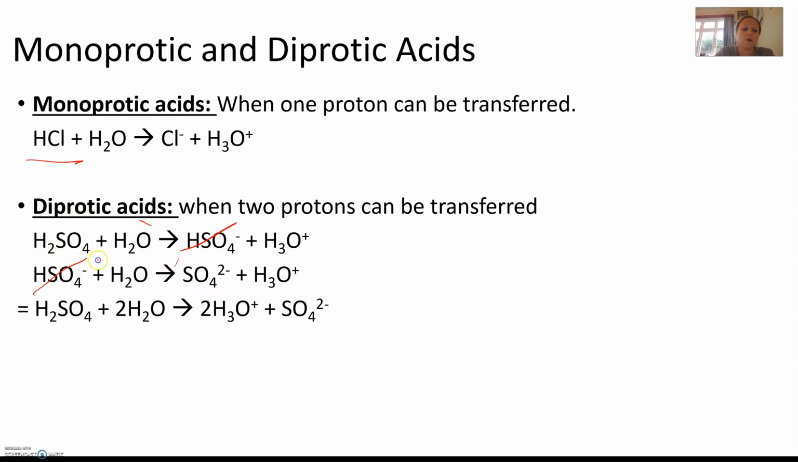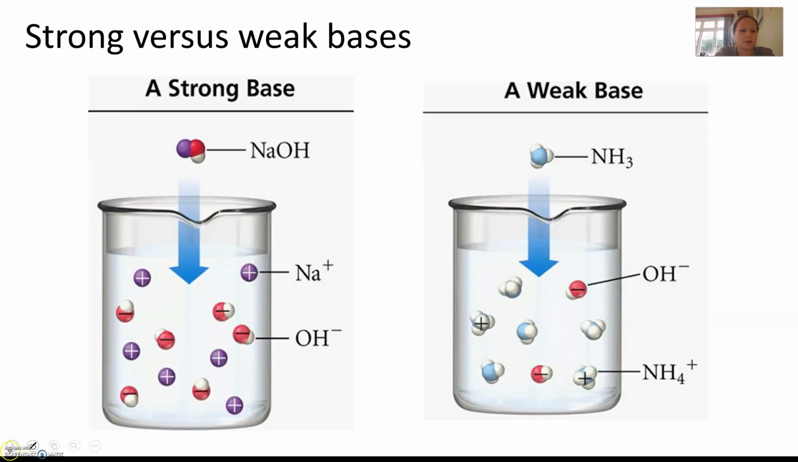So because there's two protons, two waters are required, which means two H3O plus are produced. So if you were comparing sulfuric acid with, say, for instance, HCl of the same concentration, the rate of reaction would be faster, because there'll be more H3O plus produced.